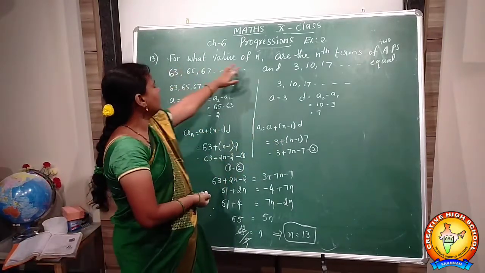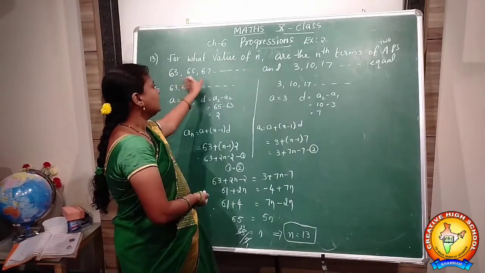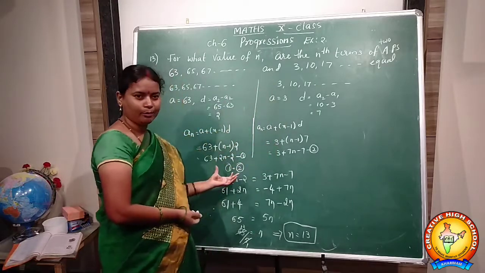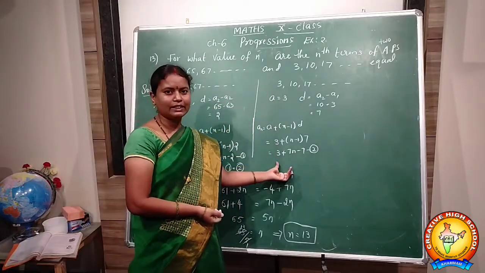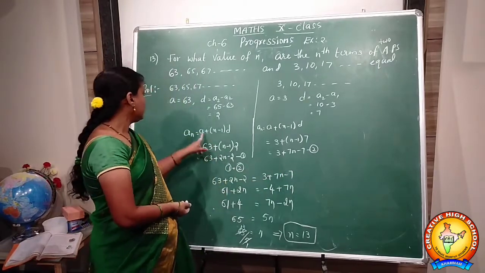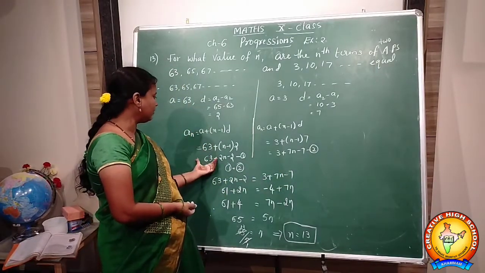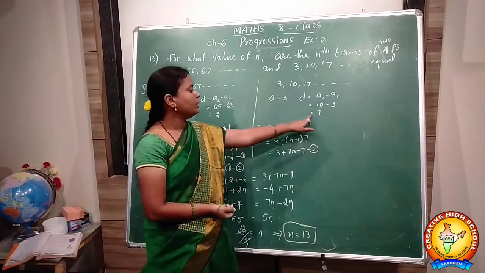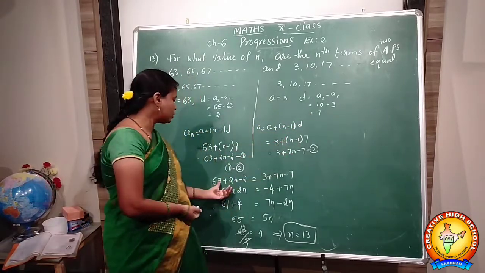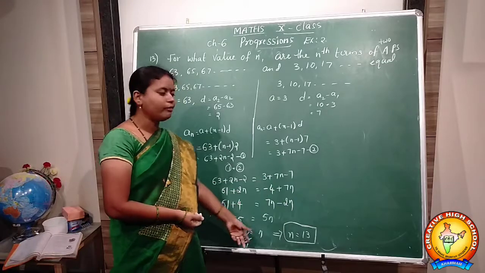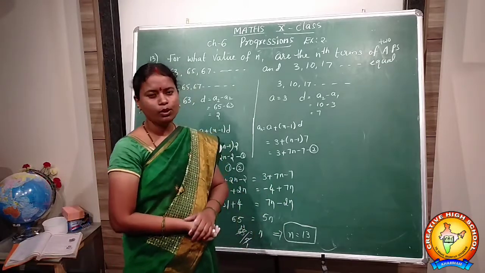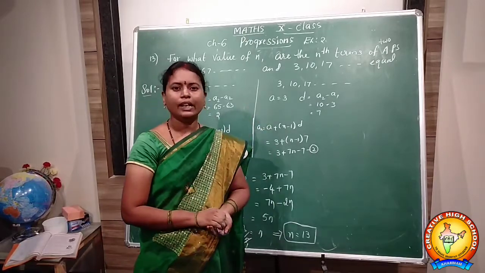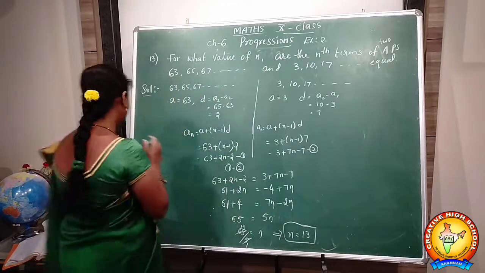Okay. See, for what value of n are the nth terms of the APs equal? Here two series are given. Which term of both series will become equal? That we find here. In this nth term and in this nth term, they are equal. So that's why we substitute a and d values in the first formula, an is equal to a plus n minus 1 into d, and the a value and d value here also. So these two n values are the same. If we simplify that, here we got the n value is equal to 13. That means the 13th term of these two AP series will become equal. Okay. Now let us see one more problem.